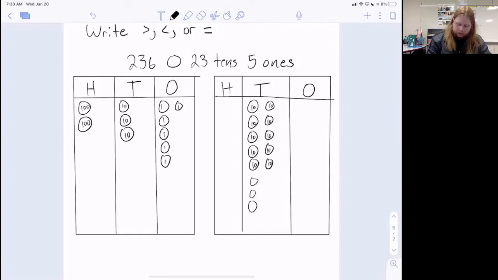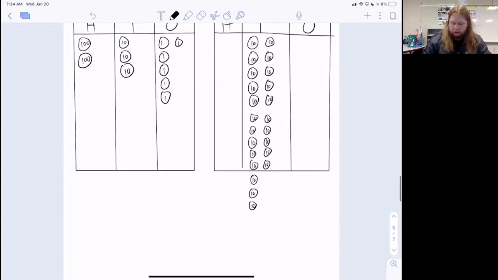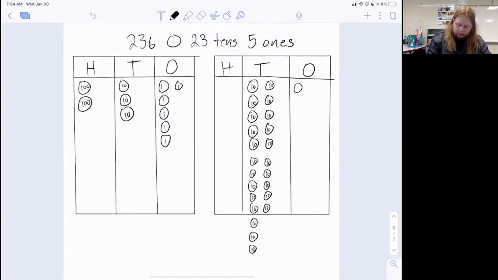11, 12, 13, 14, 15, 16, 17, 18, 19, 20. And I'm going to go off of the grid because it doesn't matter as long as I'm below it, that's fine. I would never mark you down if you went under. And then we have our 3 tens. So 21, 22, 23, and 5 ones. 1, 2, 3, 4, 5.